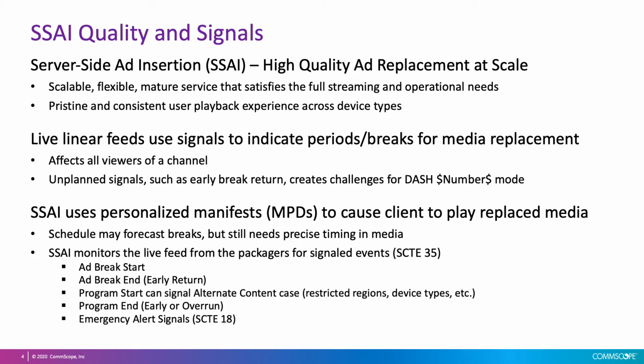Similar cases happen for programs where there can be an indication of a start of a program that has restrictions like a restricted region or device type, and that program can be replaced with alternate content until the signal for the program end, which also can move with an early return or an overrun. And lastly, emergency alerts in some solutions also may have these unplanned transitions that are signaled by SCTE-18.